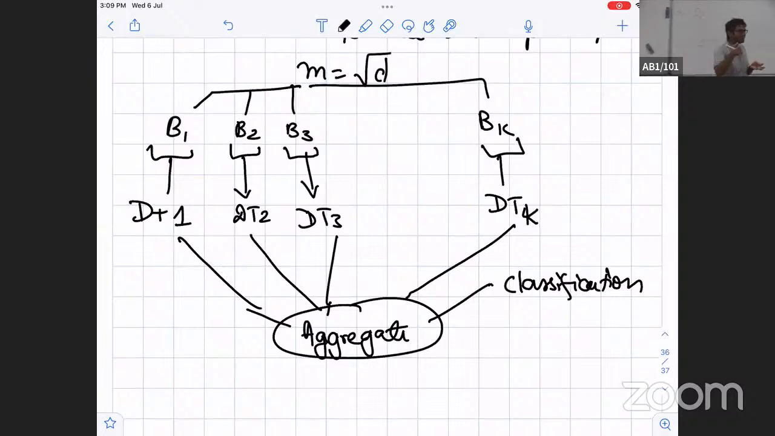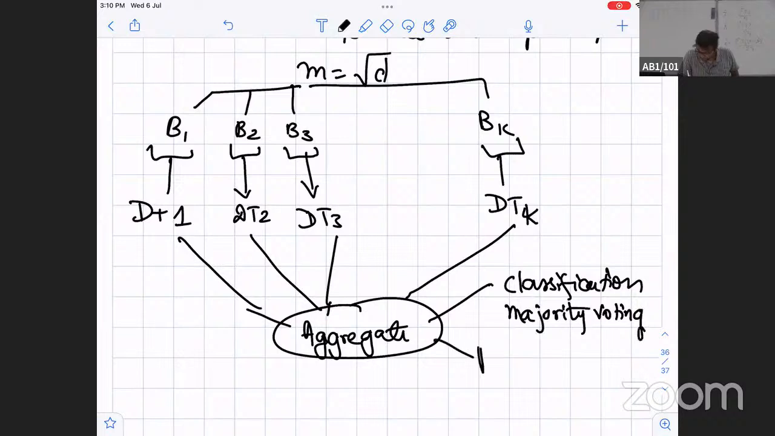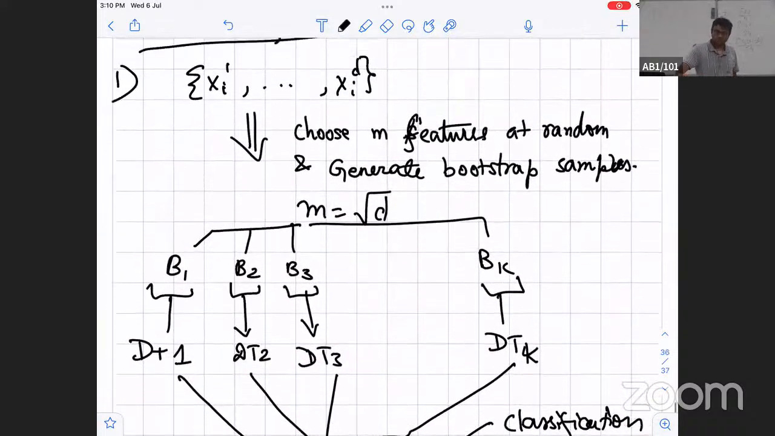I will just take my training sample, pass it through every decision tree, and see what each decision tree is telling me to do. Whichever the majority agrees upon, I will use that as my label. So for classification, I will do majority voting. For regression, what will I do? Yeah, for regression, you will take the average. So this is the random forest algorithm.